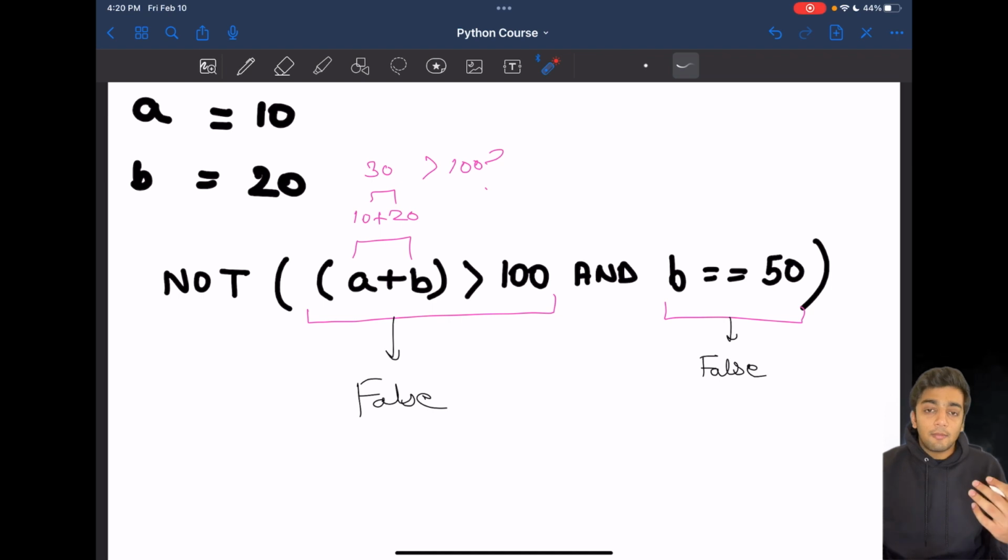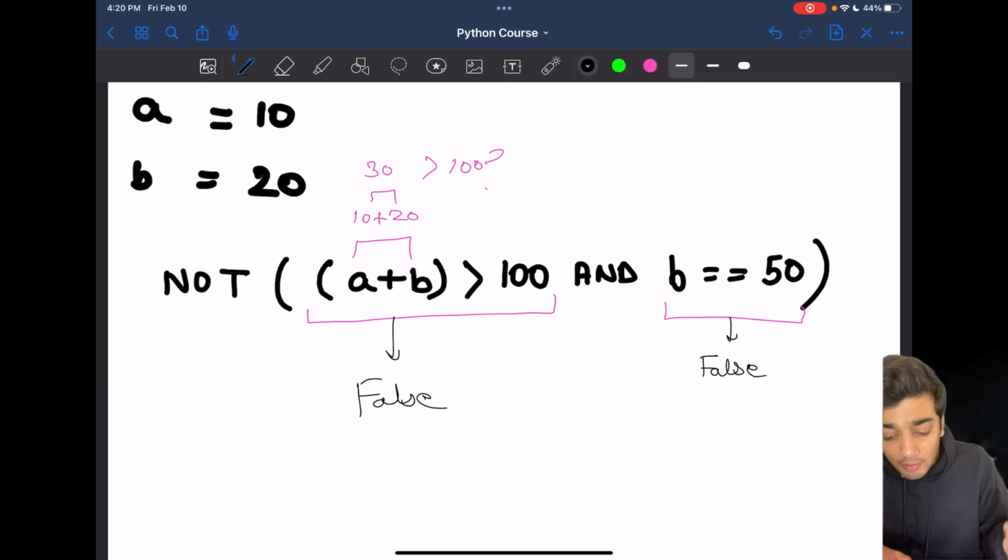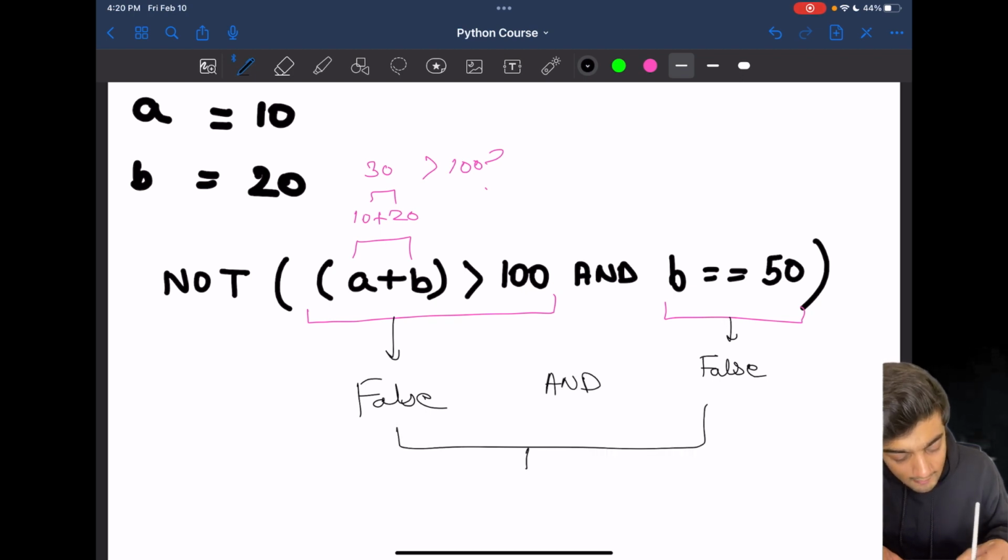When you're using the AND operator, the condition is always going to return a true value only if you have a true and true condition. Even if there's one false or both of them are false, it always returns a false condition. So in this case, false and false would return a false value.